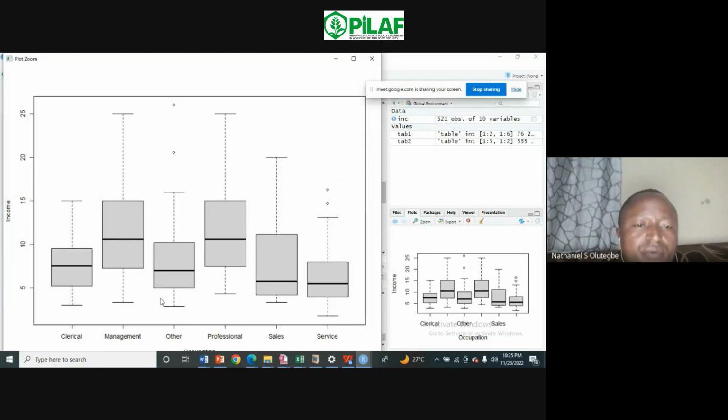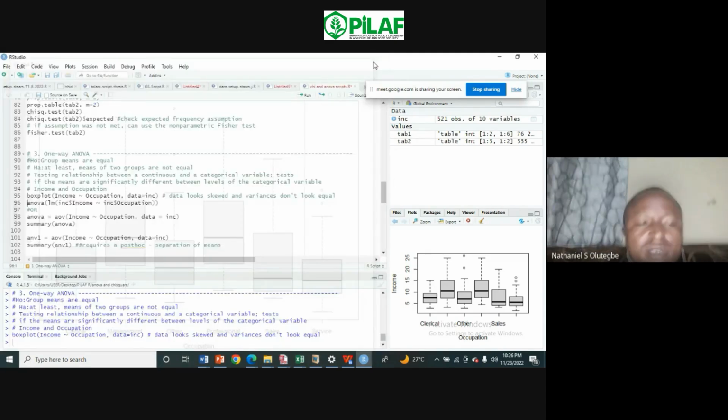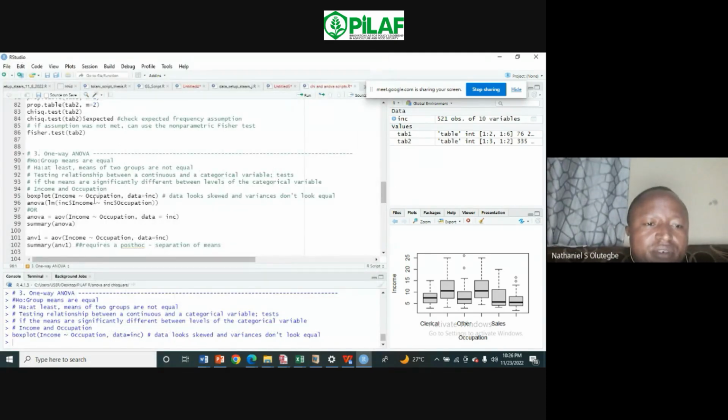So this is the box plot. You can see that from this box plot alone, we have an idea of how they will rank at the end of the day. So we have management and professionals earning far more, perhaps, than sales, than others, than clerical. And I think service is earning least, maybe, but it's not so significantly different, at least at surface level. This is not sufficient for us to draw any conclusion or make a decision about significant difference. We have to run an ANOVA.